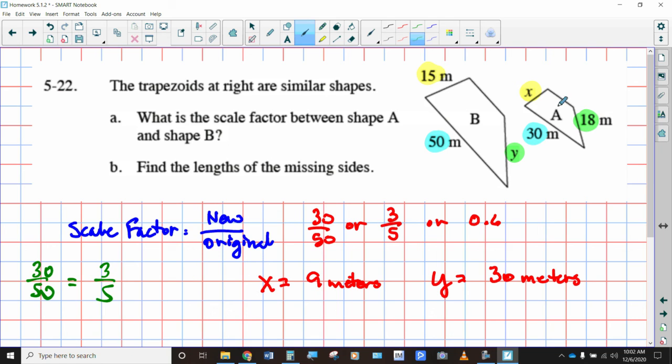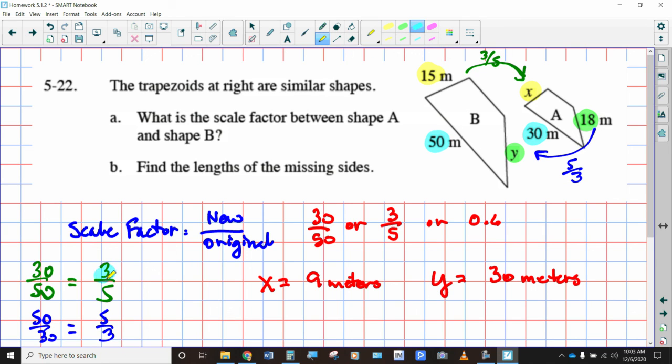Now, this is a fraction that's less than 1, correct? So this would be the scale factor if you were going from the larger one to the smaller one. You would multiply times 3/5 because x has to be smaller than 15. So the scale factor has to be a number less than 1 to go from 15 to the smaller side. Now, when you're going from 18 to the y, this is getting bigger. So we are going to take the reciprocal of our scale factor as if it was 50 over 30, and this would be the same as 5 over 3. So these are your two scale factors.